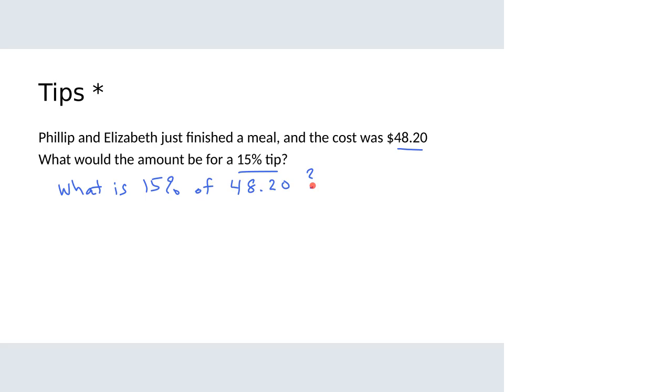And this is, again, that intermediate step. You don't have to write it down this way, but you can if it helps you to get it in that sort of structure. It's not really called this officially, it's just something that I've always said, a what is of structure, because now we can go ahead and write our equation where what is the thing I don't know is 15% of $48.20.